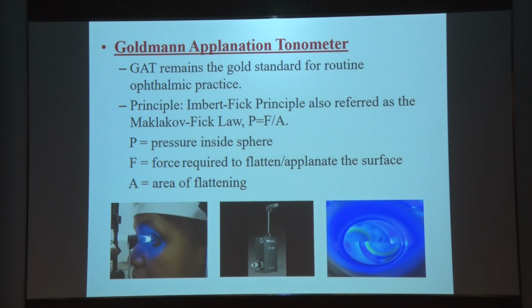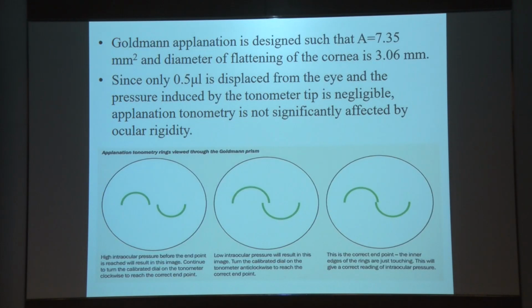The Goldmann applanation tonometer remains the gold standard in routine ophthalmic practice. The principle is the Imbert-Fick principle, also referred to as the Maklakov-Fick law, in which pressure equals force per unit area. And this is how it looks like. There are 2 rings in this.